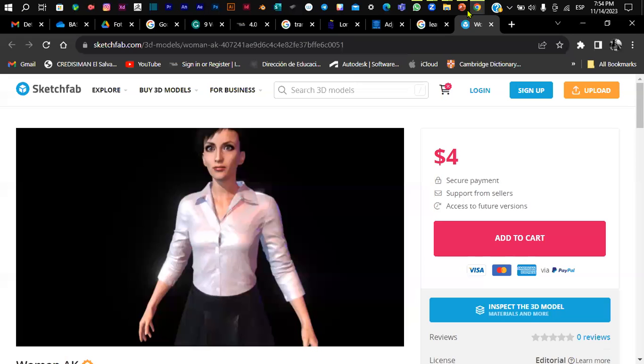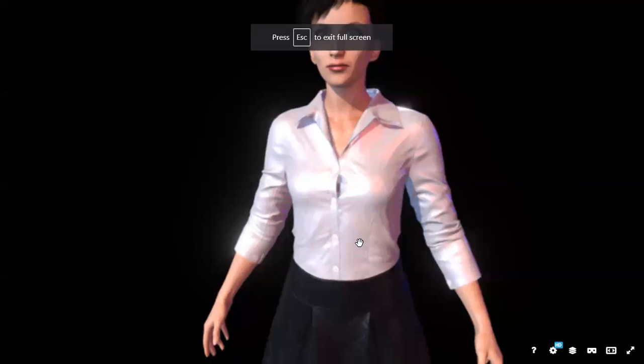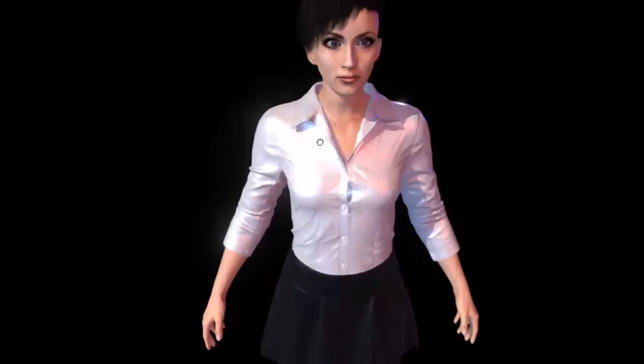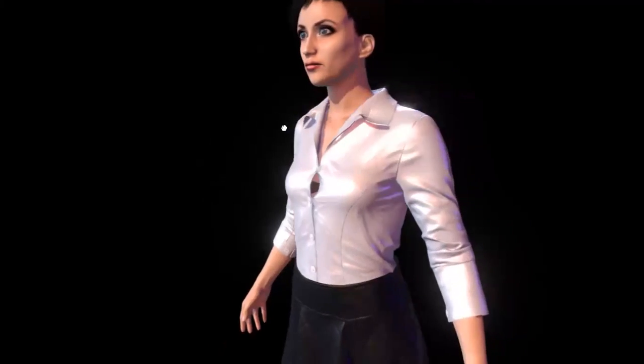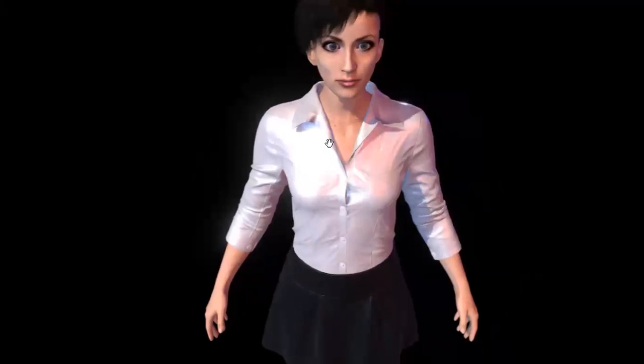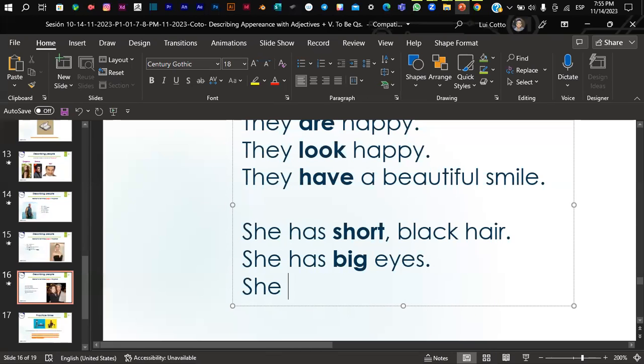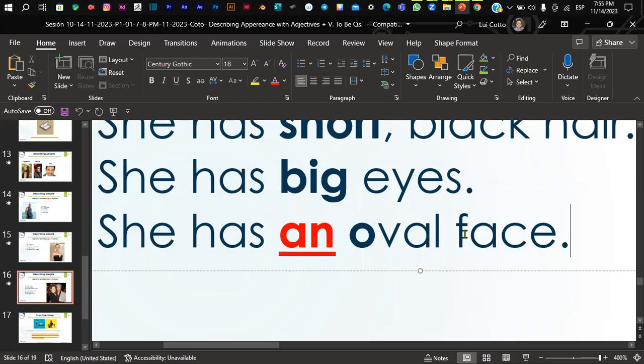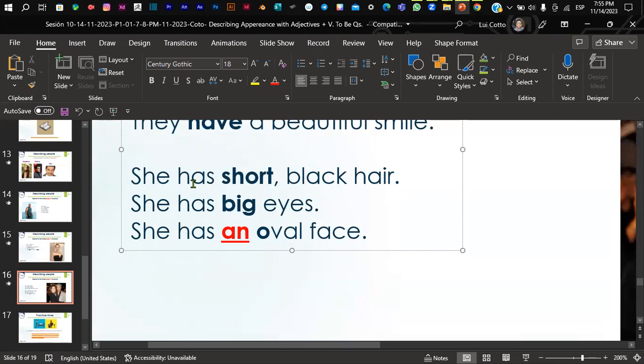Okay, very good. What else about describe the face? The face. She has an oval. Because we have a vowel on the next word, porque la siguiente palabra es and begins vocal. With vowel vocal. Con vocal. Cuando es con vocal is an. Correct. That is the thing. I see. Yes. Oval face. Correct. Okay. But only she has. Solo she has.